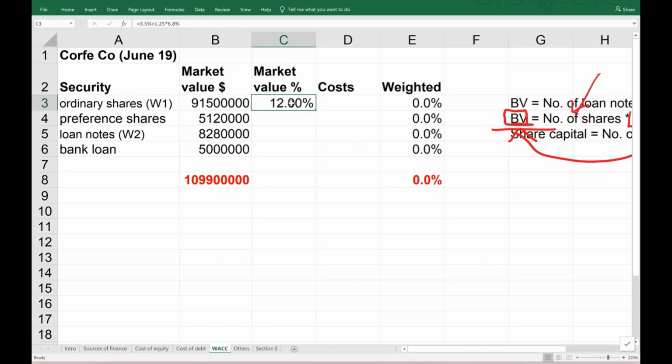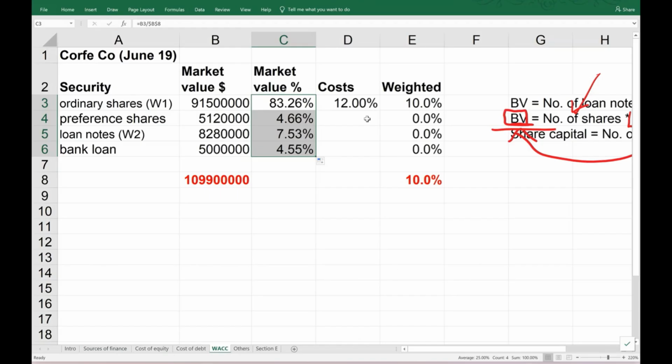Find the weight in percentage, divided by this total. Yes, 83.26% we finance through equity, 4.66% we finance through preference shares, 7.53% we finance through loan note, and 4.55% through the bank loan. Total must be 100%. So we see total is 100%.